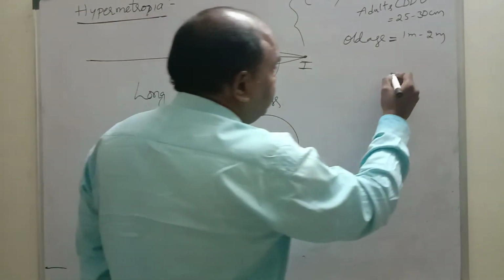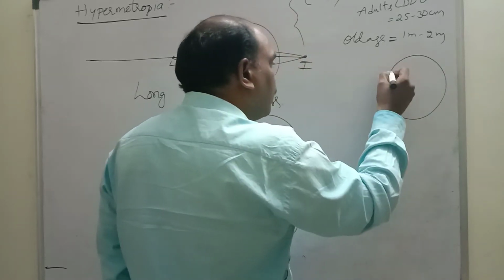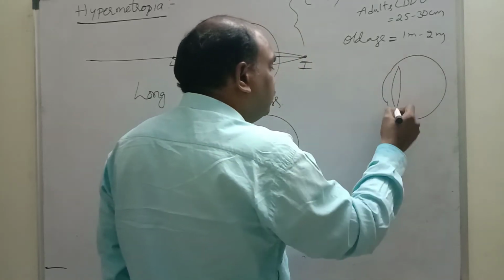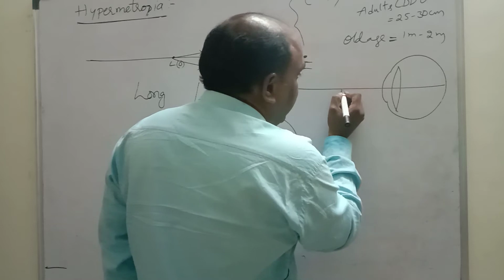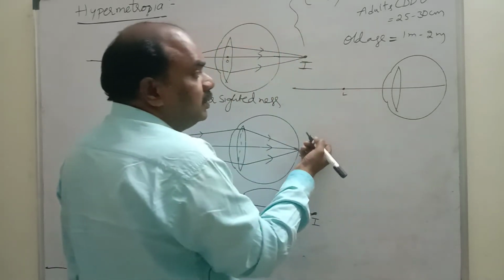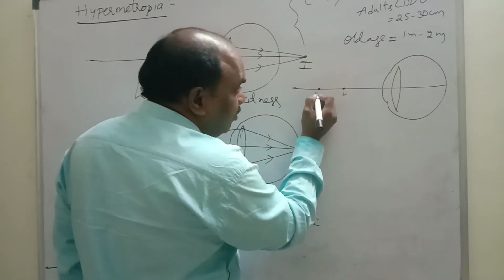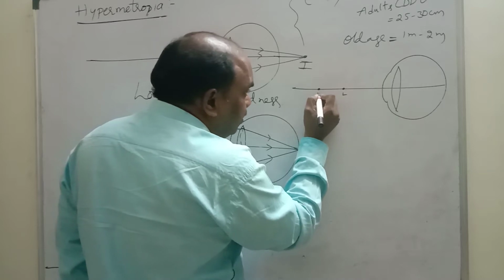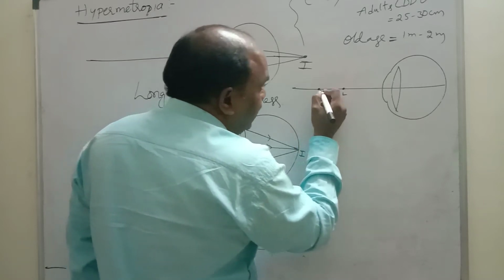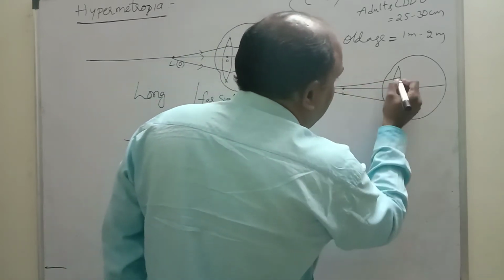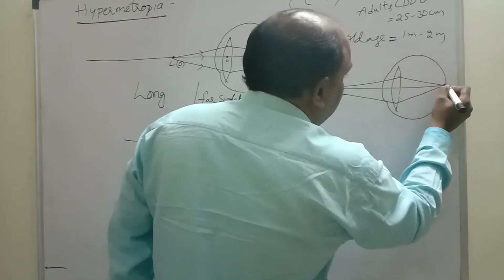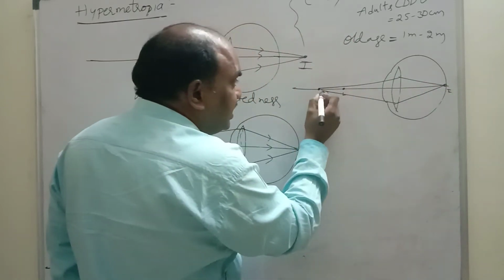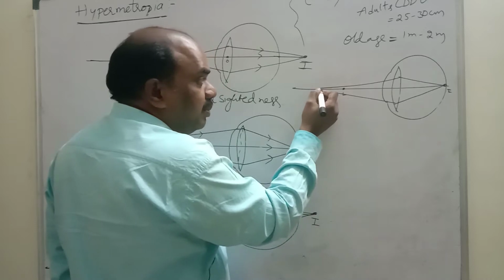Now, see this diagram. If a healthy person's LDDV is L, let us consider the person suffering from hypermetropia. Suppose the object is at this point, the image forms on the retina of the eye. This is the minimum distance of the object for a hypermetropia patient.